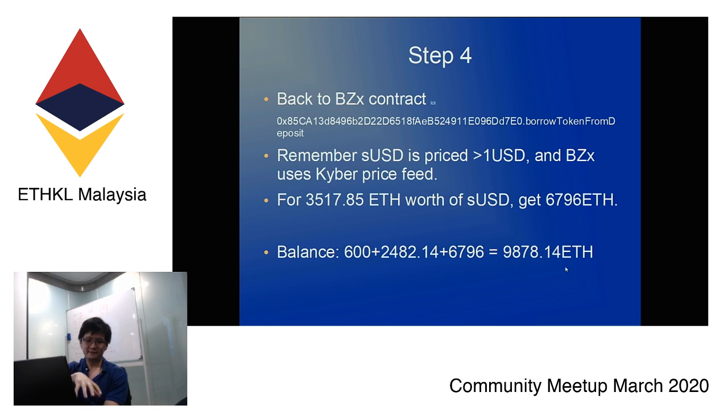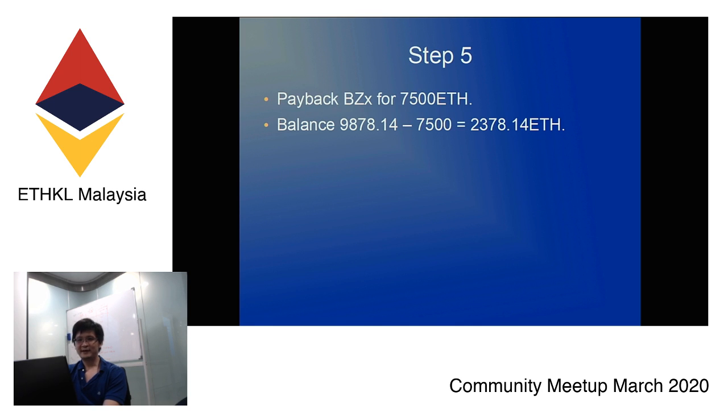So remember, what's happening right now is that because bZx gets its price feeds from Kyber, and the attacker earlier had manipulated Kyber's price feed, and all this is taking place in a single transaction. So far, are you guys getting this? So right now, basically what the attacker needs to do is just pay back bZx whatever amount he had loaned from them during step 1, which is 7,500. And he's left with a grand sum of 2,378.